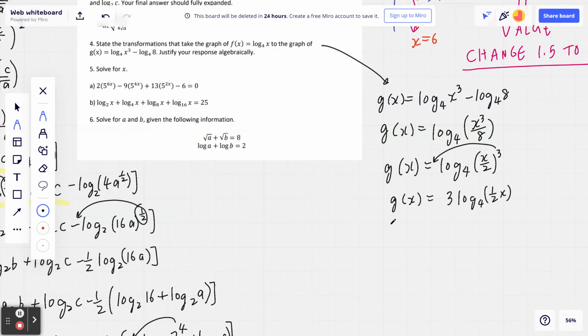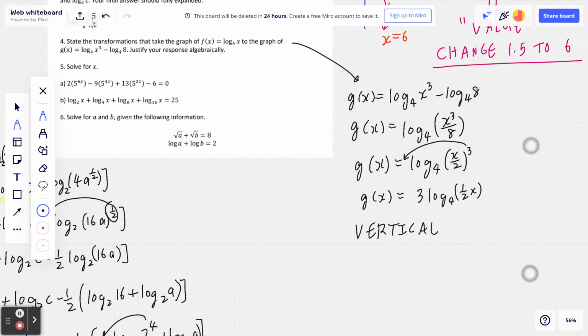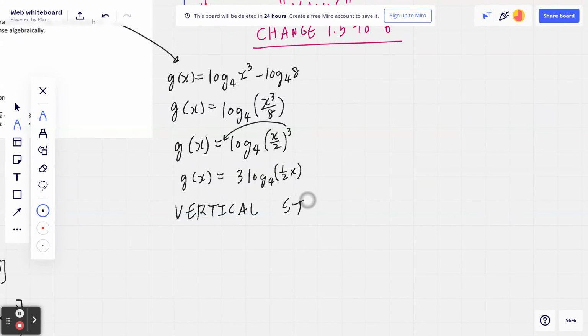So I would say the first transformation, remember, it's reflected, stretch it, and move it. So the first one I would say is a vertical stretch by a factor of 3. Let's write this down.